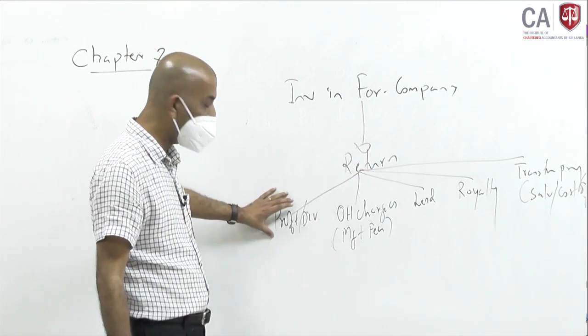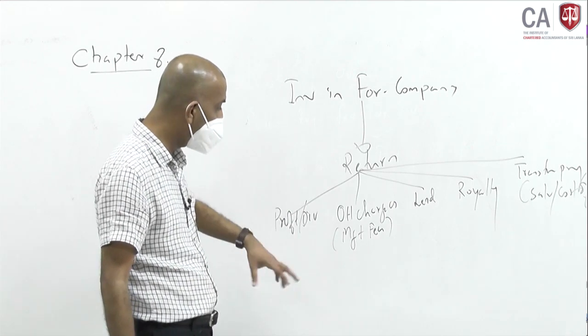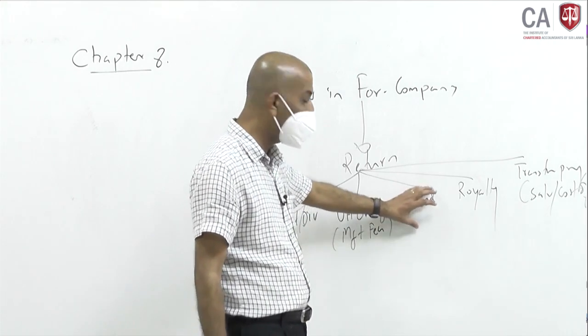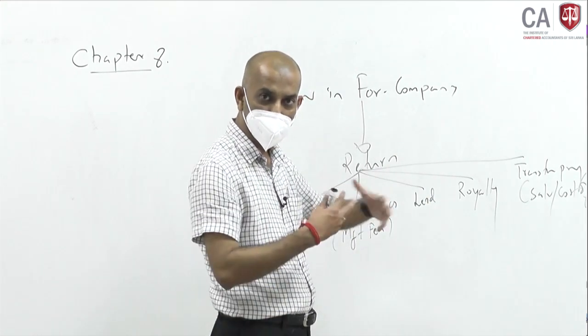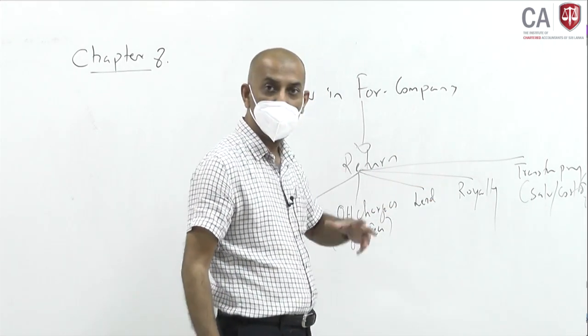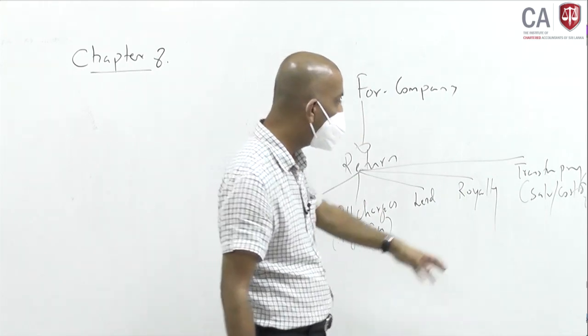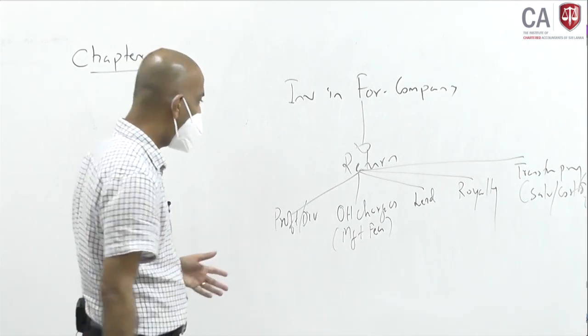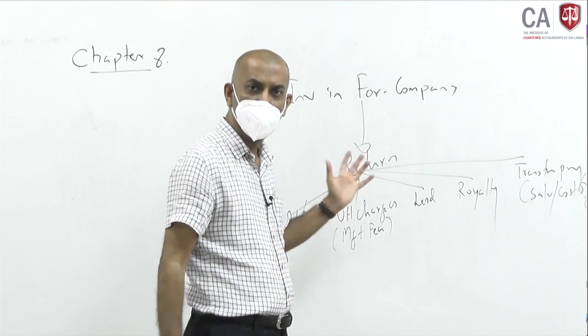Return can come from profits or dividends, or dividend cash flows. Overhead charge or management fee you get annually. Then you get the lending by them, so that you get that benefit. Royalty, that is every year you can get royalty from them. Then the transfer pricing, export and import, the margin you can keep. So there are various ways you can get your return.